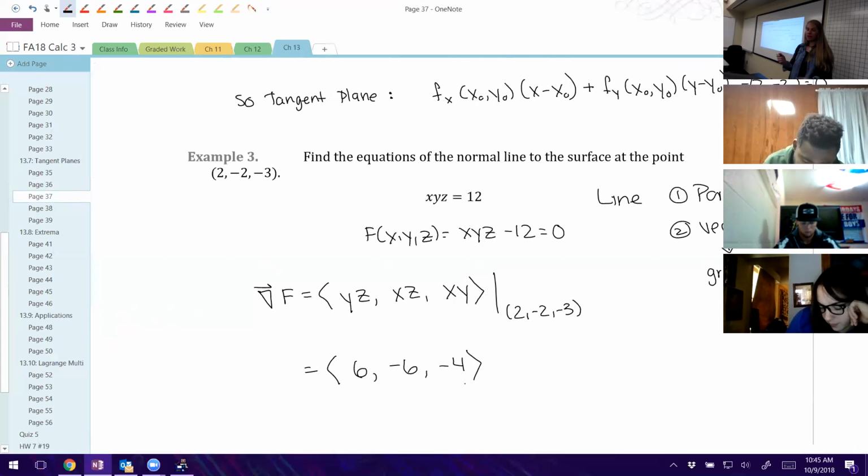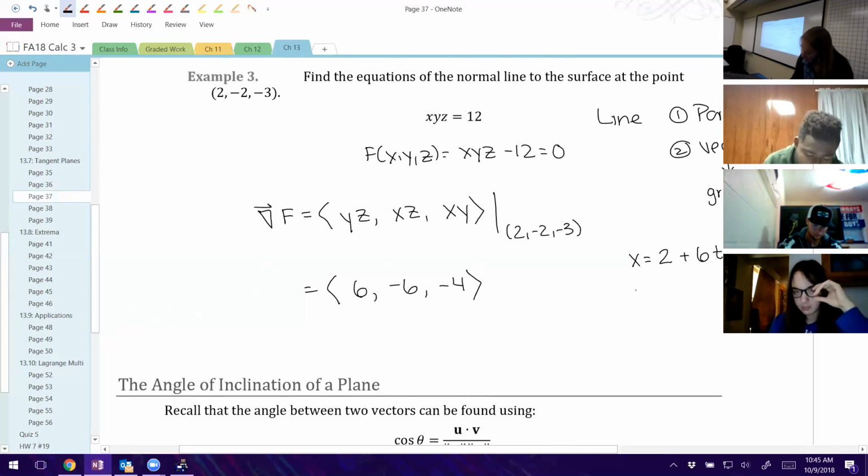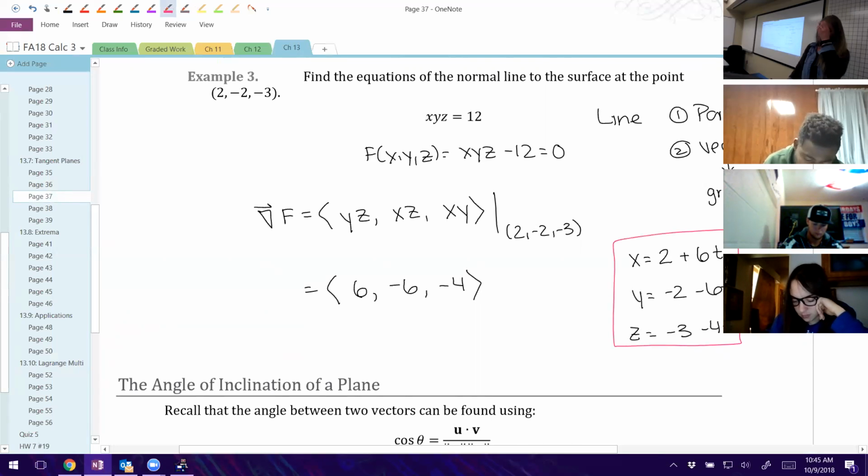We have to go back and write the set of parametric equations using the point they gave us and this set of coefficients. So if you recall the structure, we're going to have the point, which is 2, plus the vector times t. And we keep that pattern going. So y equals -2 minus 6t, and z equals -3 minus 4t. And that is it. That is the set of equations for our line.